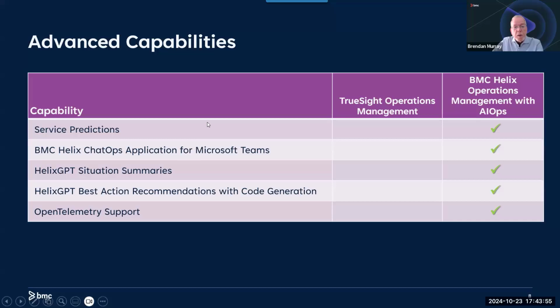And the advanced capabilities really are about things like service predictions, as well as using generative AI, our Helix GPT generative AI component, to add a much easier way of understanding when you've got a situation, these clusters of events that I've talked about, how can we summarize what that situation actually means in a natural language way, and provide you with recommendations on how to actually fix the problem. And that's all done with our Helix GPT component.